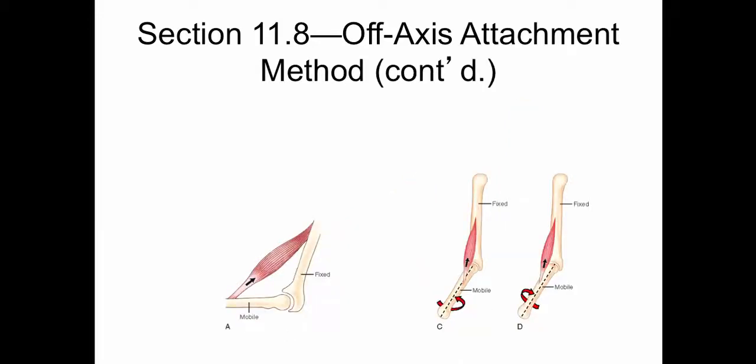The two illustrations on the right show oblique views of hypothetical muscles that attach onto the mobile bone off axis. Off axis means that the muscle does not attach directly over the long axis of the mobile bone. The two muscles shown in C and D attach off axis on opposite sides of the long axis from each other, so they produce opposite rotation actions. When each of these muscles contracts and shortens, it moves the mobile bone toward the fixed bone, and it rotates the mobile bone in the direction indicated by the red arrow.